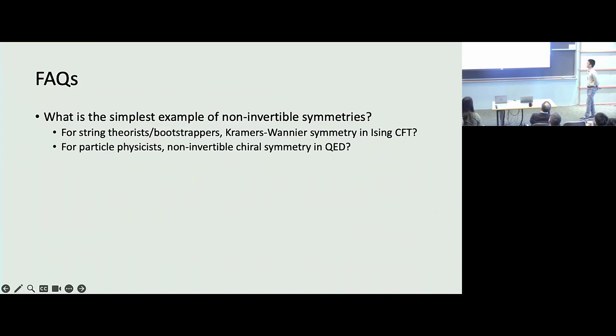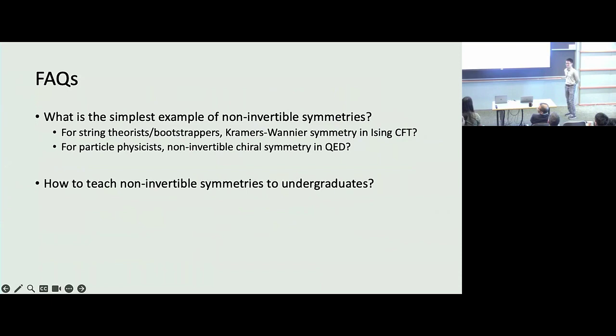Now, I would like to rephrase the question a little bit, and that would be the main point of the talk. Instead of asking what's the simplest example of non-invertible symmetry, how do we teach non-invertible symmetry to an undergraduate? Hopefully today I will try to provide an example that I think is understandable to at least maybe an advanced undergraduate who has taken quantum mechanics. And finally, what are these new symmetries good for?